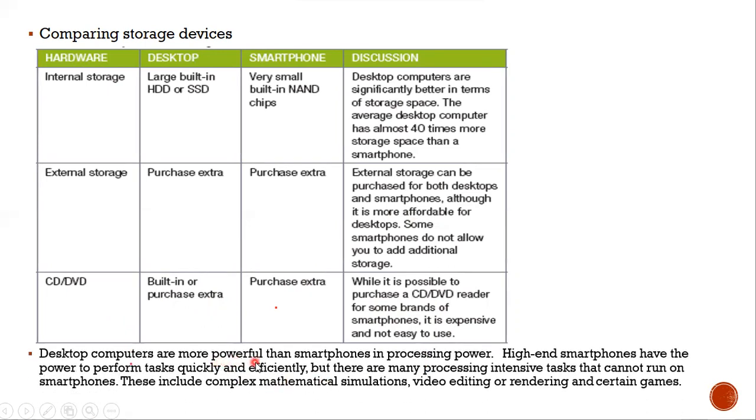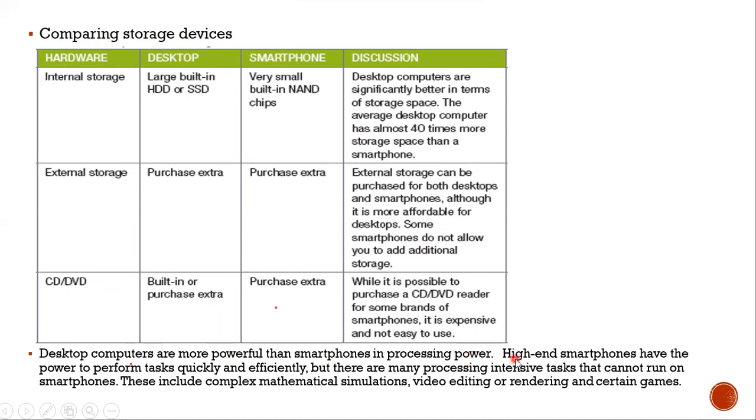Desktop computers are more powerful than smartphones in processing power. So if you're thinking about your processing, your desktops have a larger space for your CPU and it has more space for RAM, internal memory, so your processing power is higher than smartphones.